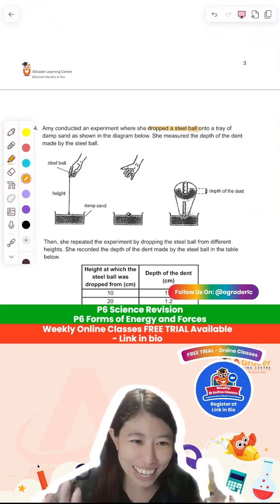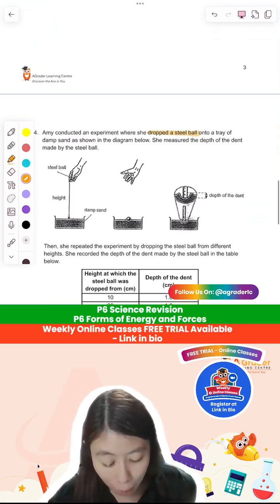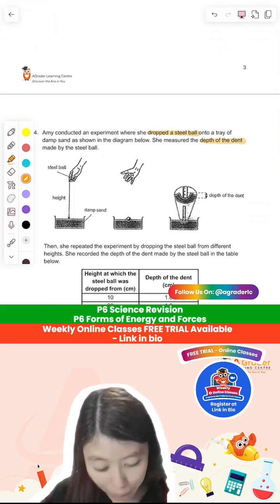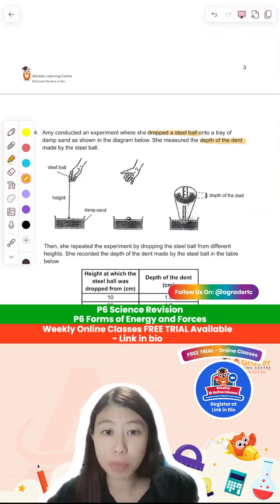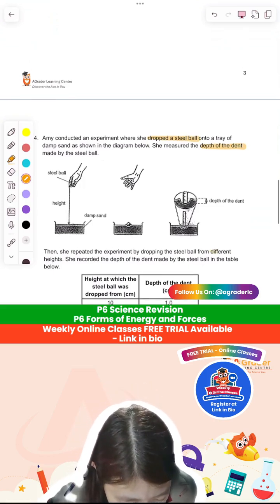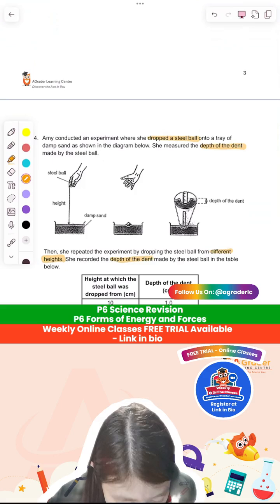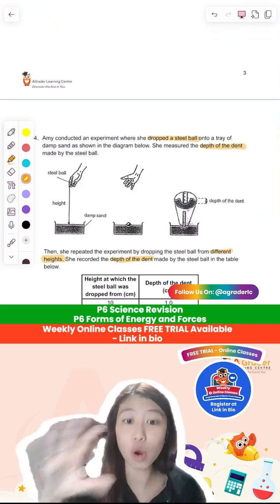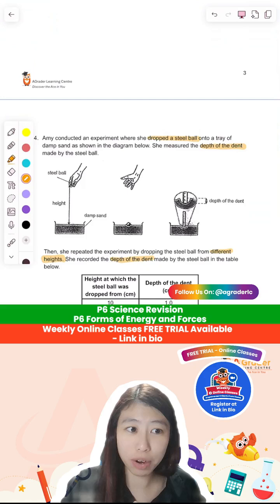Be patient. So over here, she dropped the steel ball onto a tray of damp sand. And what happened is she measured the depth of the dent made by the steel ball. She repeated the experiment by dropping the steel ball from different heights, and she recorded the depth of the dent made by the steel ball in the table below. Always remember, in an experiment, identify your changed and measured variable.